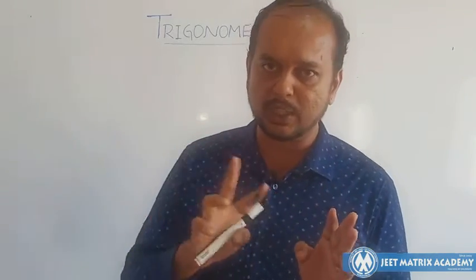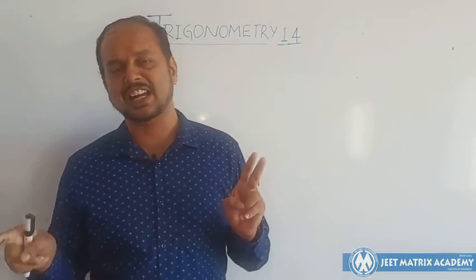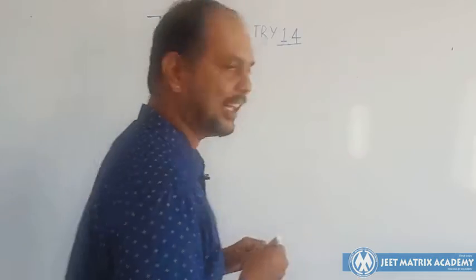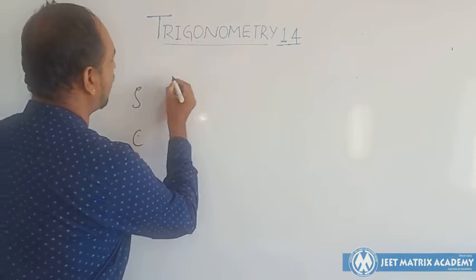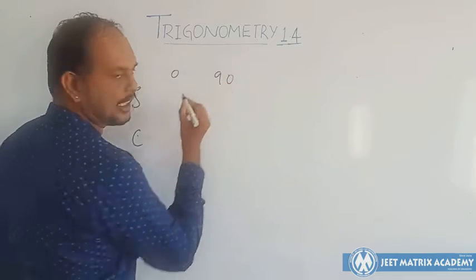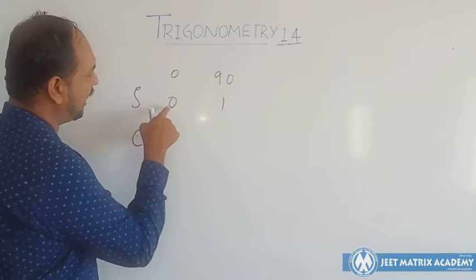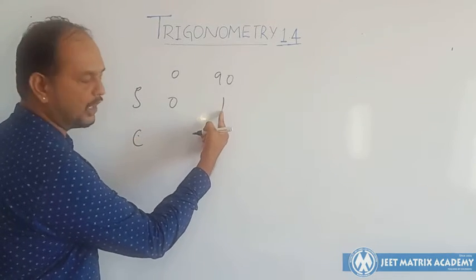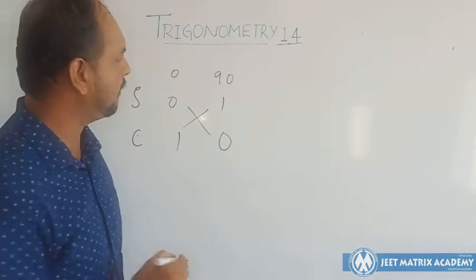If you remember these two, cos 0 is 1, cos 90 is 0. These two things you can write in parallel. This is sine, this is cos. This is 0 degree, this is 90 degree. So sine 0 is 0, sine 90 is 1 and cos 0 is 1. Whatever you write as 1 here, 1. This is 0. This way you are supposed to write and remember.